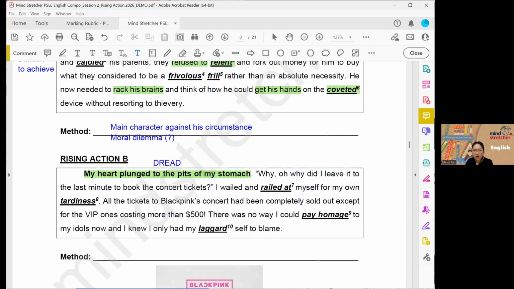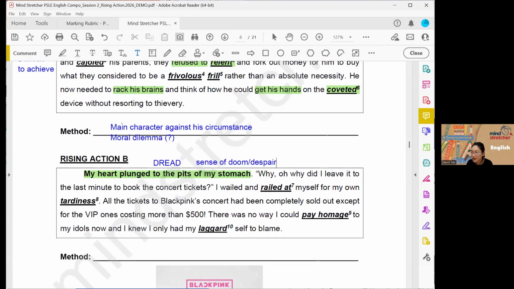Okay? Why did I leave it to the last minute to book the concert tickets? I wailed and railed at myself for my own tardiness. So why did our character feel dread? Because he didn't manage to get the tickets he or she wanted. Okay, all the tickets to Blackpink's concert have been completely sold out, except for the VIP ones costing more than $500. There was no way I could pay homage to my idols now, and I knew I only had my laggard self to blame. Okay, why did I leave it? So now there's this dread, sense of doom. Okay, let me give you a bit more.